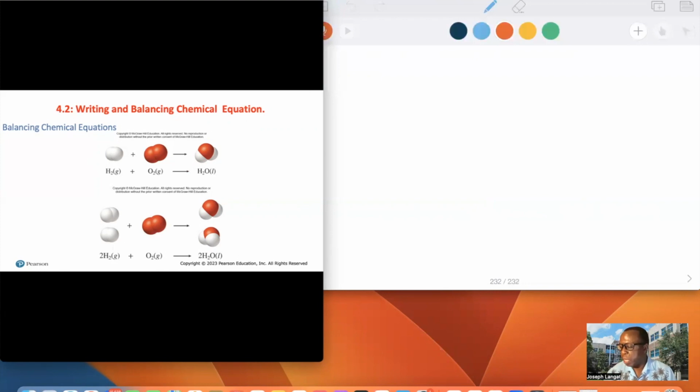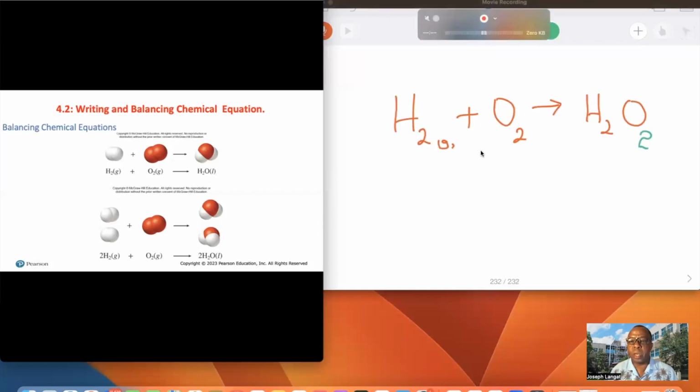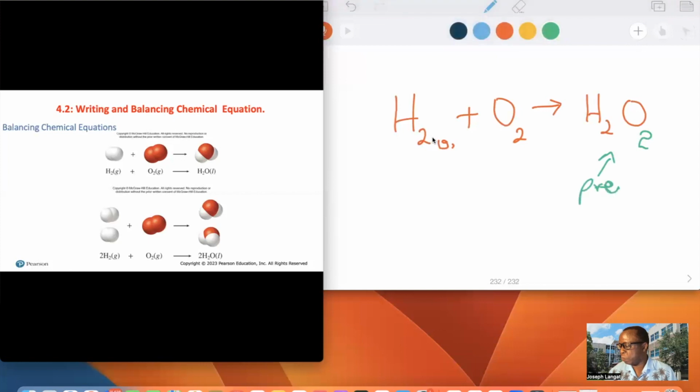What do I mean by that? Let's say you have hydrogen gas reacting with oxygen gas to produce liquid H2O, do not change the subscript. In other words, you cannot say, let me put a 2 there so that you have 2 oxygen. Never change the subscript. Only the coefficients are used. This is peroxide. If you change the subscript, you'll end up with a different compound altogether, not what you intend.